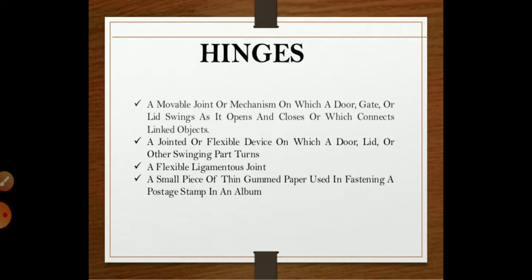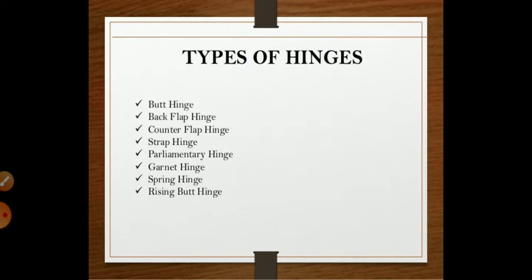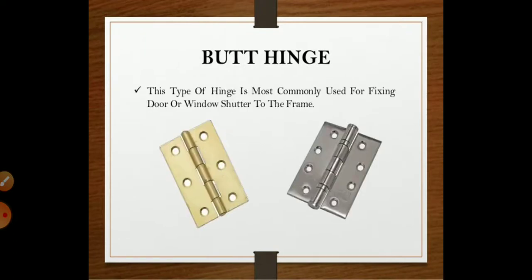Okay. A jointed or flexible device on which a door, lid or other swinging part turns. It is a flexible ligamentous joint. Also it is a small piece of thin gummed paper which is used in fastening, a postage stamp. Okay. What are the types of hinges? It has the butt hinge, back flap hinge, counter flap hinge, strap hinge, parliamentary hinge, garnet hinge, spring hinge, rising butt hinge. Okay. So we will start one by one.